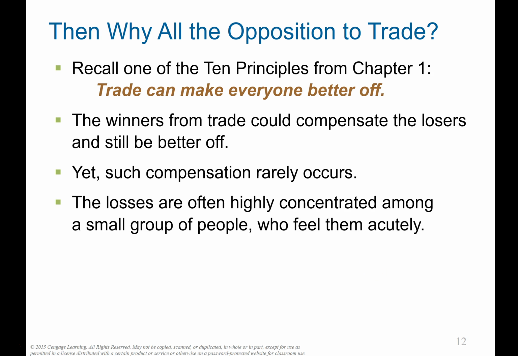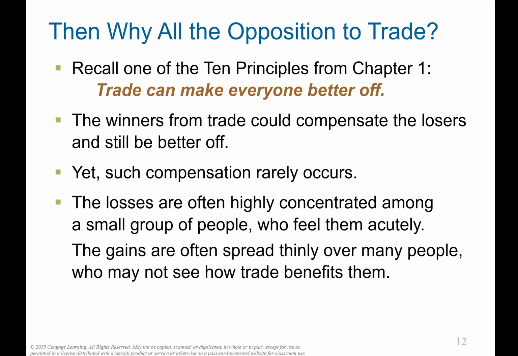And this is because the losses are often concentrated. So sometimes we see the losses accrue to a very small group of people, and they feel those losses very strongly, and they complain and they get loud. Well, the gains are often spread thinly over many people. So if you or I save 50 cents on a cotton t-shirt, the gains from that we may not notice or feel or be even aware of.